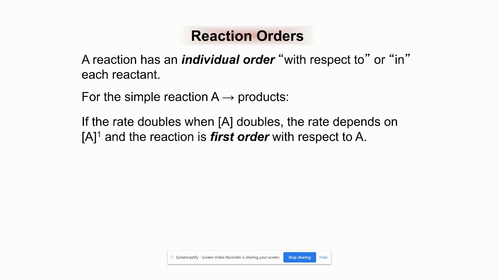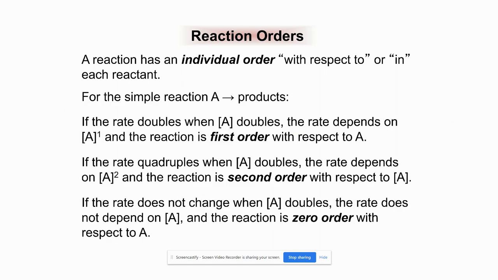Okay, so let's talk about what orders mean, and then we will stop here after this to give you a chance to kind of think about what I've gone over. An individual order is described in terms of an exponent. So, for example, we would collect data. And if the rate doubles when A doubles, the rate is said to be first order.